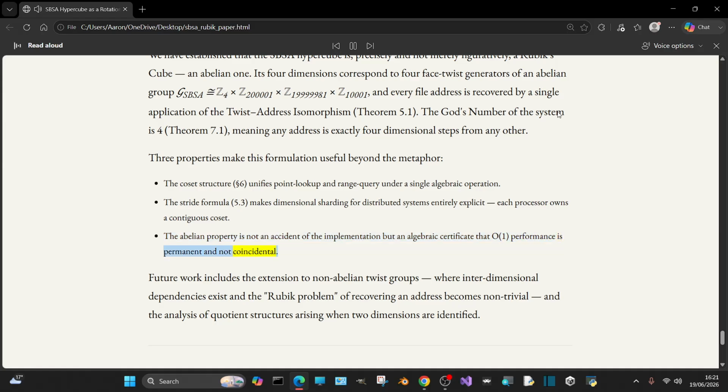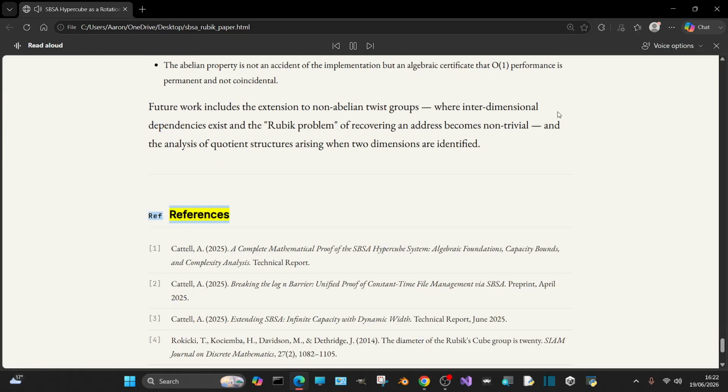not coincidental. Future work includes the extension to non-abelian twist groups, where interdimensional dependencies exist and the Rubik problem of recovering an address becomes non-trivial, and the analysis of quotient structures arising when 2 dimensions are identified. References. Cattell, A. 2025.